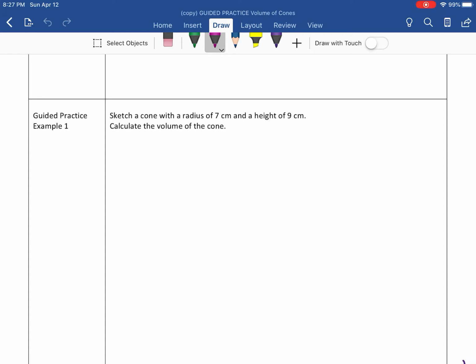All right, so example number 1, it says sketch a cone. Some of you sketched a cone, but then you didn't label the radius and the height on the first one on your worksheet last week. So make sure that you follow everything they ask on the directions. Sketch a cone with a radius of 7 centimeters and a height of 9 centimeters. So let's first do our cone.